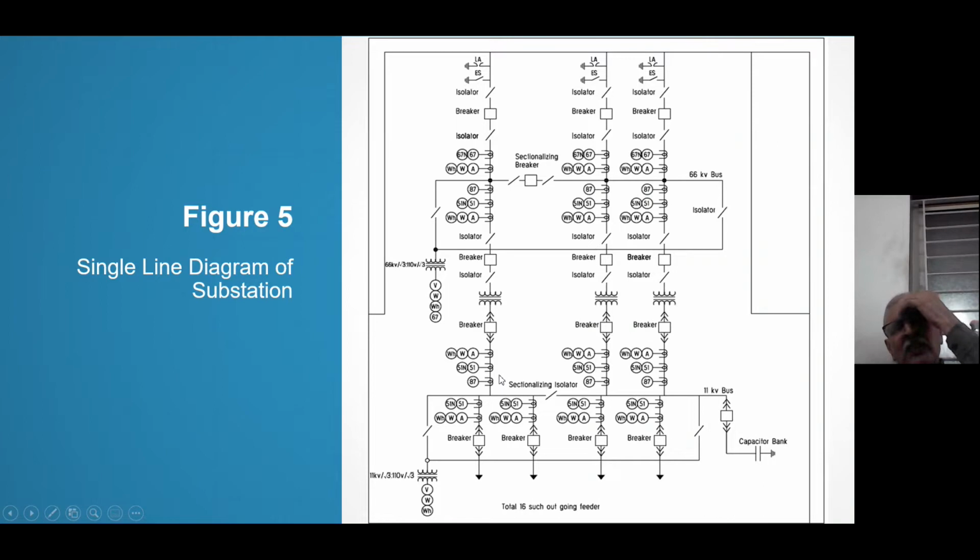Protection we are learning separately, so transformer protection also we are learning. Probably transformer protection we have finished in transformer 3. So then we come to the 11 kV bus.